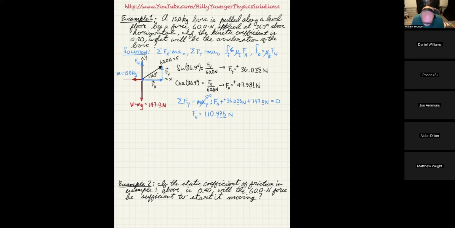Now that I have the normal force, I can use that to actually calculate what my friction force is using the formula above, which we're talking kinetic here. So it's this one. Okay. And we know mu is 0.3.